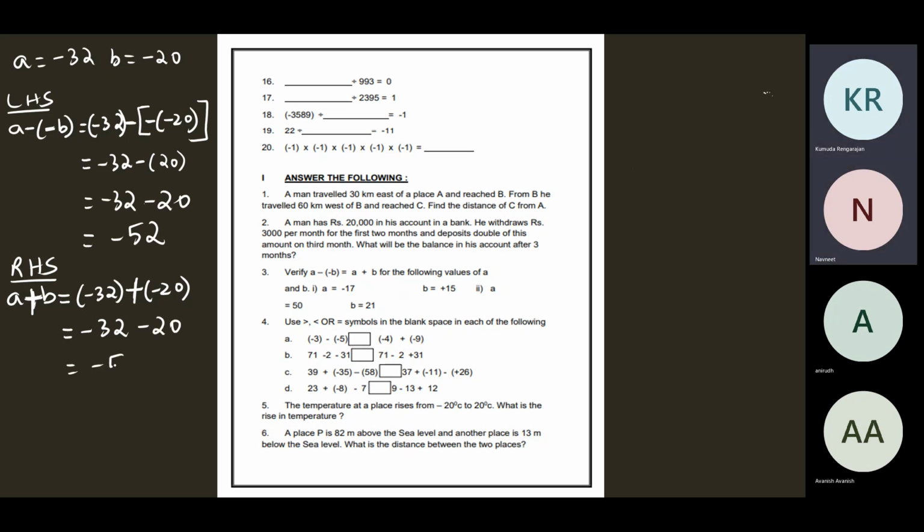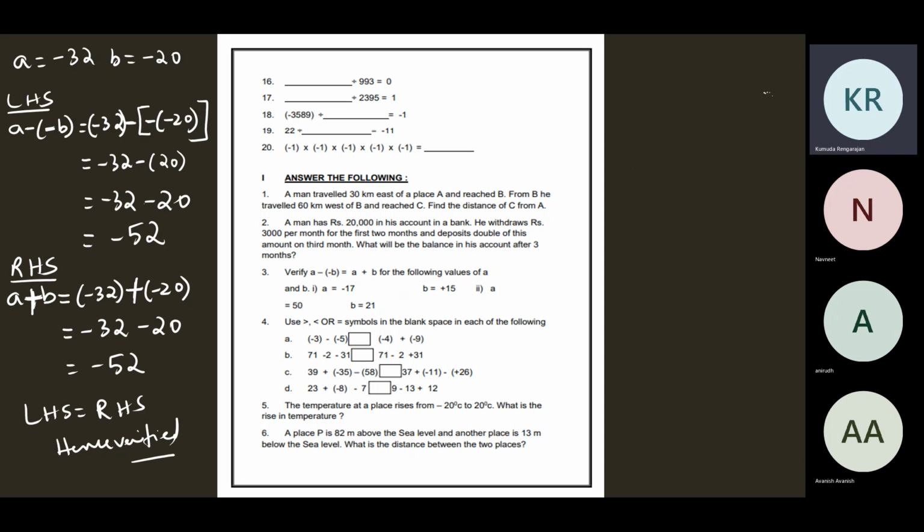Now this is 52 minus 52. LHS is equal to RHS, hence verified. See, children, I don't know about all the schools, but in some schools I see that teachers are very lenient in correcting. For them, it is okay if children miss a few steps and they give full marks. Don't be happy. If you have not given all the steps but got full marks, don't be happy. You are the loser. Your teacher is not the loser.